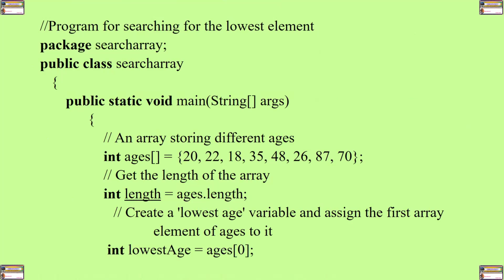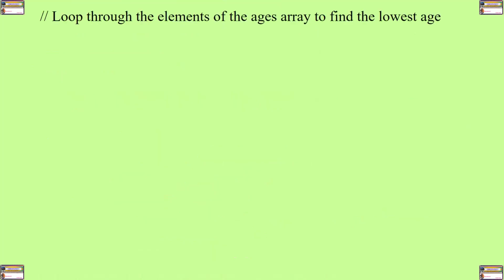So how do you do that? This statement here is reading the first element, whose index is 0, in the array called ages, and that element is being assigned to a variable of type integer called lowest age. And then from there, we can loop through the elements of the array called ages to find the lowest element. Remember, we have already declared or initialized our lowest value. So how do you continue to search?